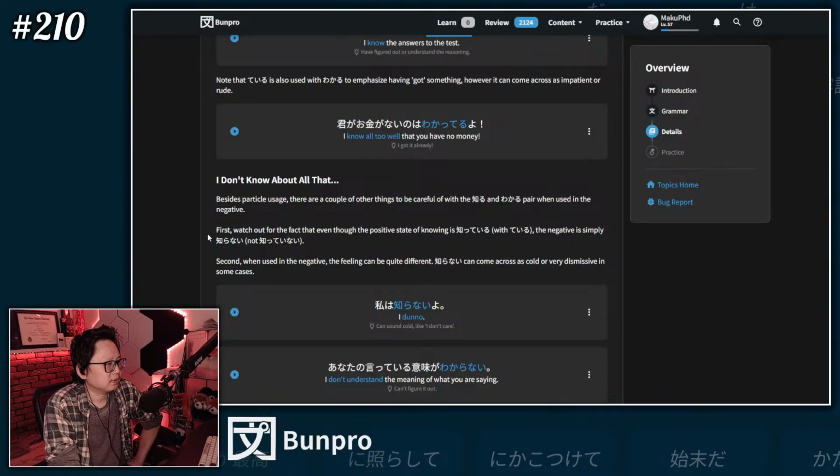Okay, besides particle usage, there are a couple of other things to be careful of with the shiru and wakaru pair when using the negative. Oh yeah, this is shiranai is more polite than wakaranai, right? Wakaranai means that I don't care to understand. So that's really rude, because it's basically saying whatever, I don't care. Versus shiranai means I don't know. As in I don't know, but I still want to know. Right. It's softer in the reverse.